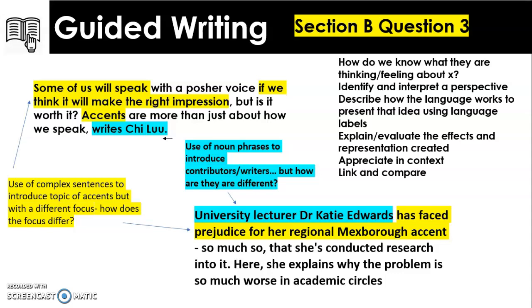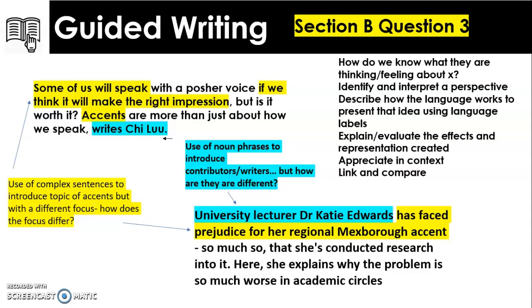Okay, so if we're going to zoom in then, let's look at this one, text A. "Some of us will speak with a posher voice if we think it makes the right impression. But is it worth it?" Now, interestingly, this opening is a complex sentence and it does introduce the topic of accents, but you can see, I'm just drawing attention to the yellow, okay? It has a slightly different focus. Now here, the writer isn't yet giving their opinion. They're talking about the perspective, the opinion, the feelings of other people, of some of us.